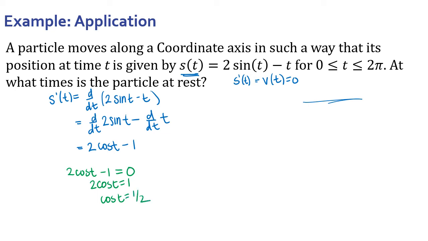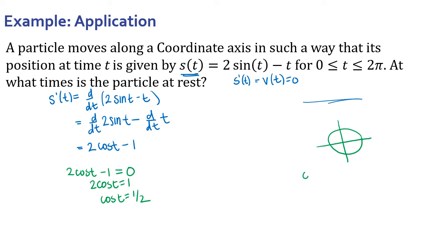So cosine of t equals 1/2. If I'm looking at that unit circle, I'm trying to figure out the angles that give us an x value of 1/2. That's what I'm looking for: the angles that give me an x value of 1/2 on the unit circle.